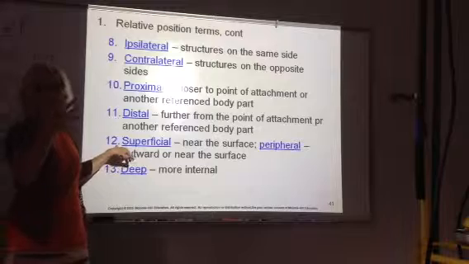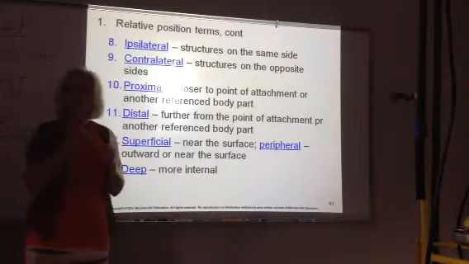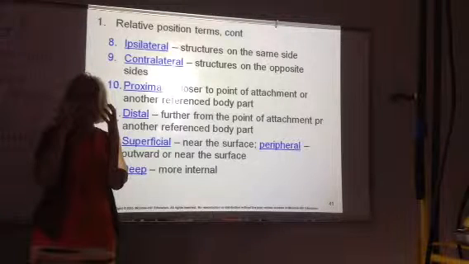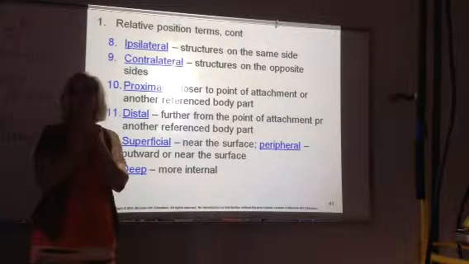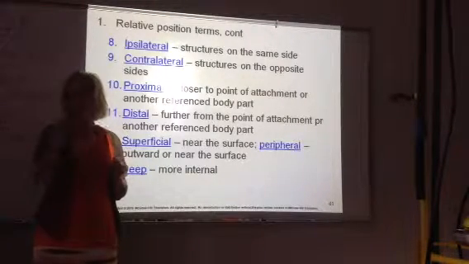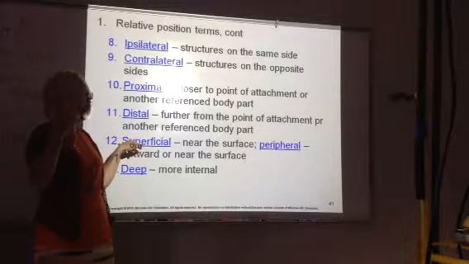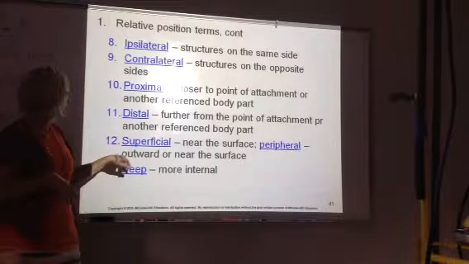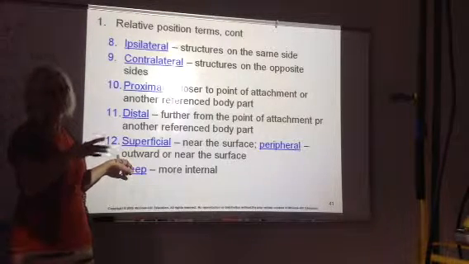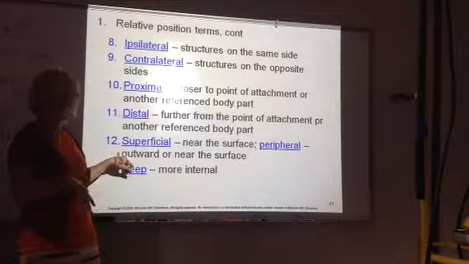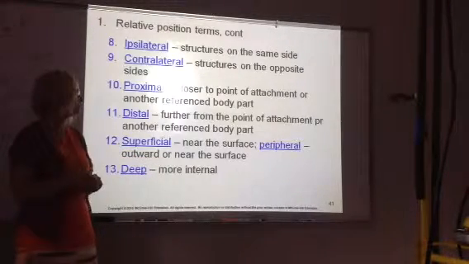Superficial means towards the surface. So superficial veins are going to be close to the surface of your skin. The layers in your skin will have superficial blood vessels. They're close to the surface. Peripheral can sometimes be used interchangeably with superficial. Peripheral also means outward or near the surface.